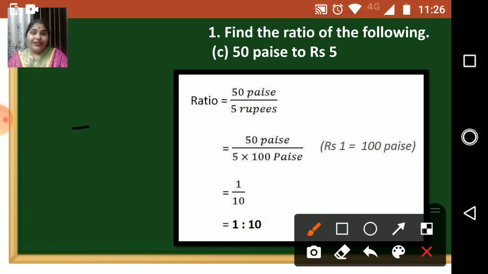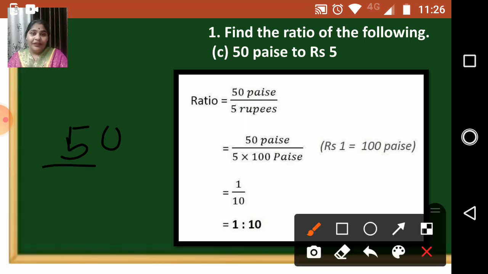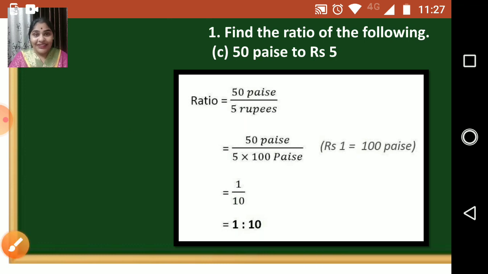I'll show you. You will get 50 upon 500. 0 in the numerator and 0 in the denominator will get cancelled. 5 ones are 5, 5 tens are 50. So you will get 1 upon 10 as your ratio. So you will write it in this form, that is 1:10. I hope this is clear.